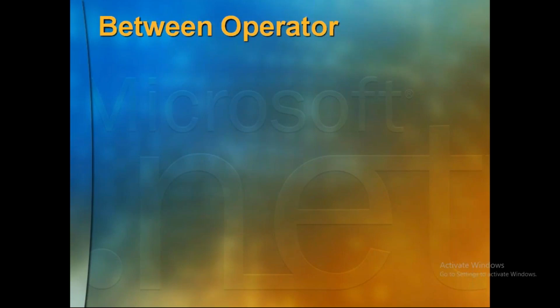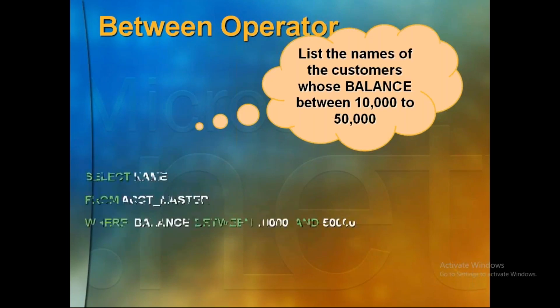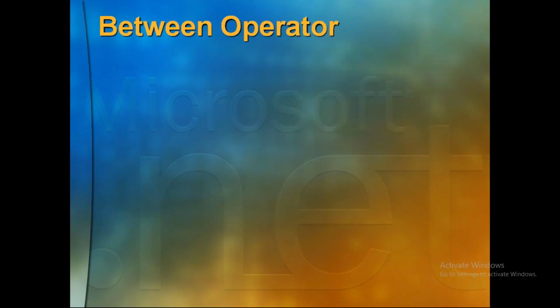The next one is the between operator. List the names of the customers whose balance is between 10,000 and 50,000. You can write it like this: balance between 10,000 and 50,000. The question is, will it include 10,000 and 50,000 and the in-between values as well? The answer is yes. The between operator takes a lower limit, an upper limit, and the in-between values. That means it is equivalent to less than or equal to and greater than or equal to. Clear? You can use the between operator instead of greater than and less than.